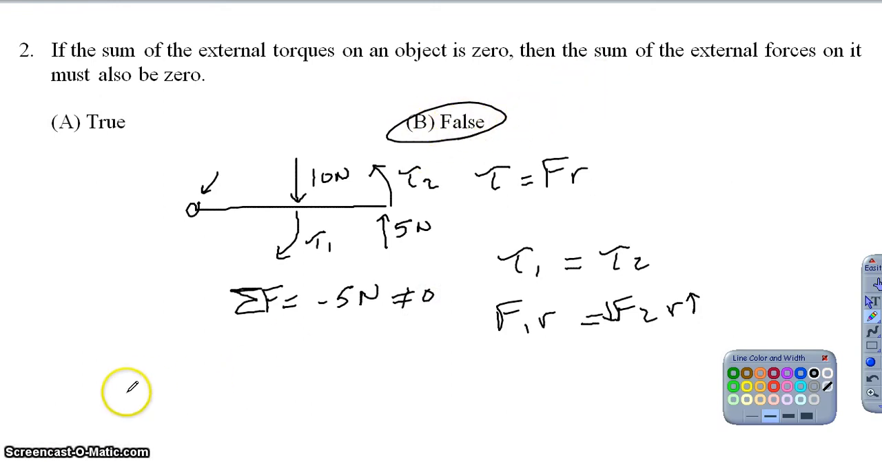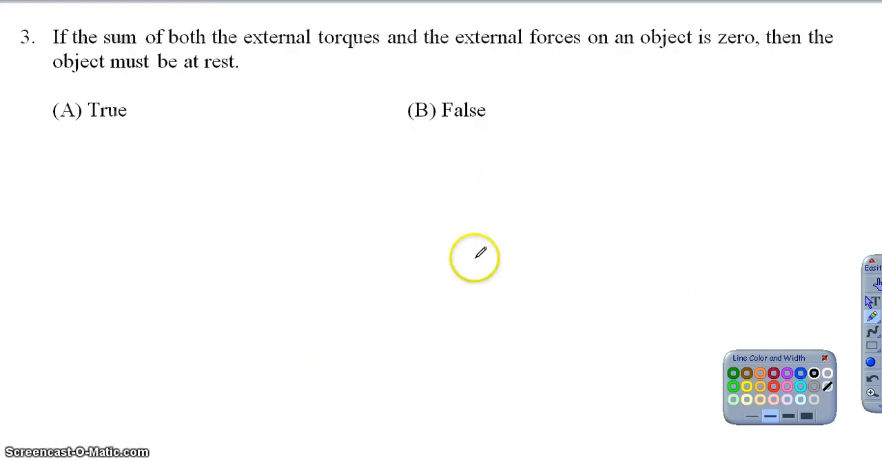It could be true. Definitely is possible, right? If both of those forces happen to be applied at the same point, then they would produce not only the same torque, but they would also have to have the same force to produce that same torque. So it is possible, but it doesn't have to be true.